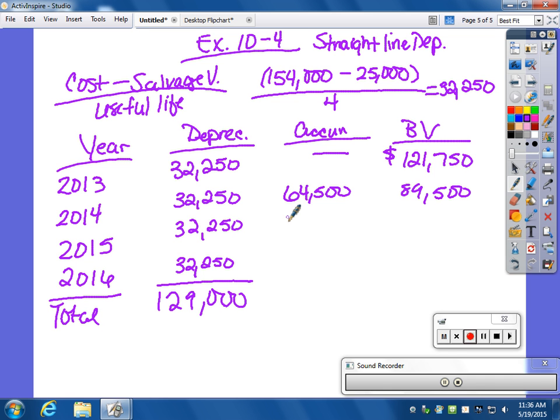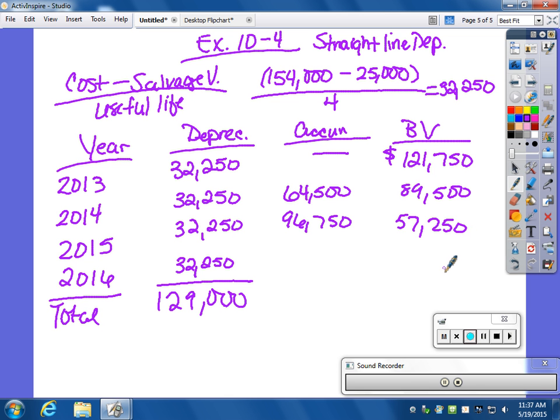So wait, you did 121 instead of taking minus 54,500? 121 minus 32,250 gives us our new book value. This amount is the 32,250 from the previous year, 32,250 for this year. Now we're here plus 32,250. What's our new book value? 89,500 minus 32,250. 57,250.